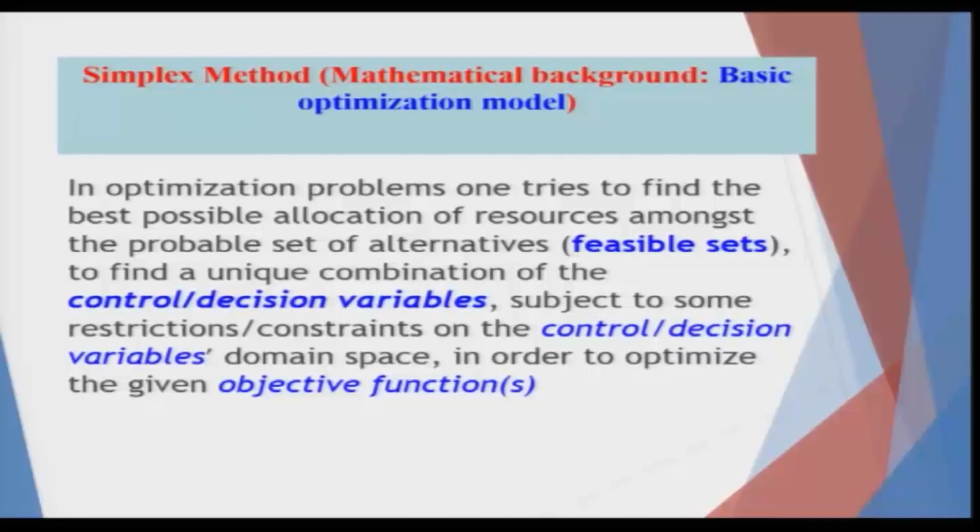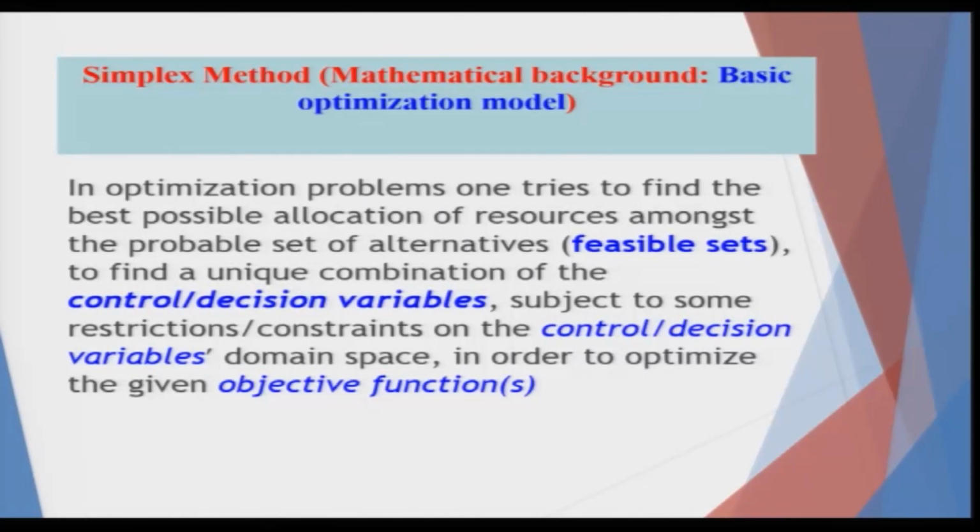So, it means the best possible allocation of resources amongst the probable set of alternatives. These alternatives, which I mentioned as the corner points, the whole set is the feasible region. The corner points would be the search set where I will restrict my search. So, they would be the feasible set, and we want to find a unique combination of the decision variables subject to some restrictions or constraints on the control variables, for example, 2x1 plus 3x2 is less than or equal to 8.